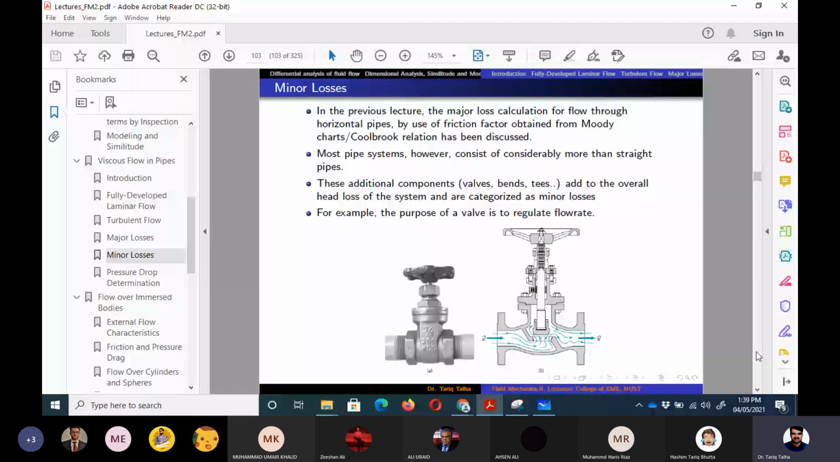So whenever the flow passes through this valve, even if it is fully open, there would be some kind of discontinuity or disturbance in the flow, and due to that disturbance there would be some energy loss in that component. All those energy losses in that component would fall under the category of minor losses. Now for the major losses, as we discussed in the last class, we can always use the friction factor, which is the F parameter, to calculate the major loss.